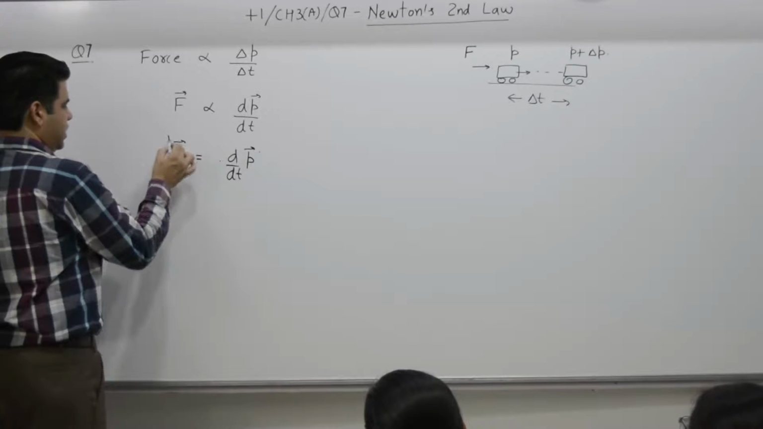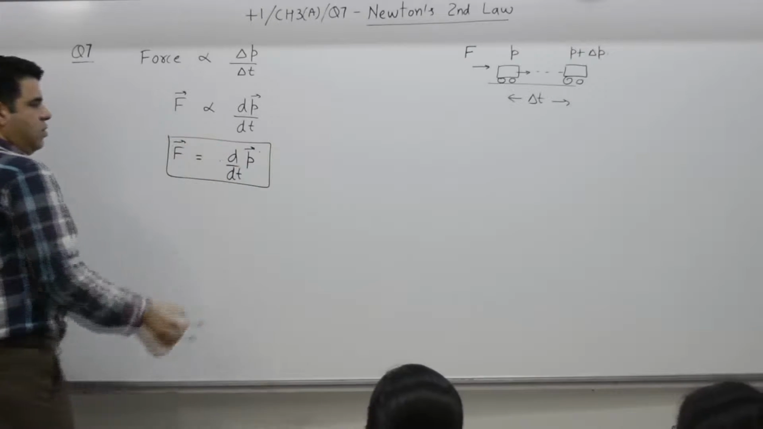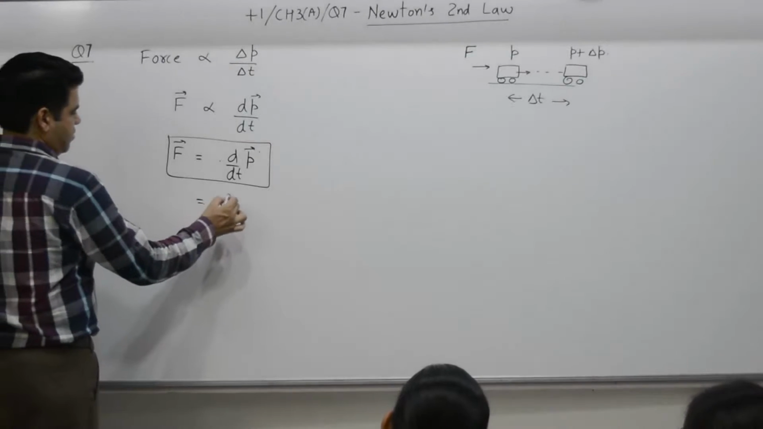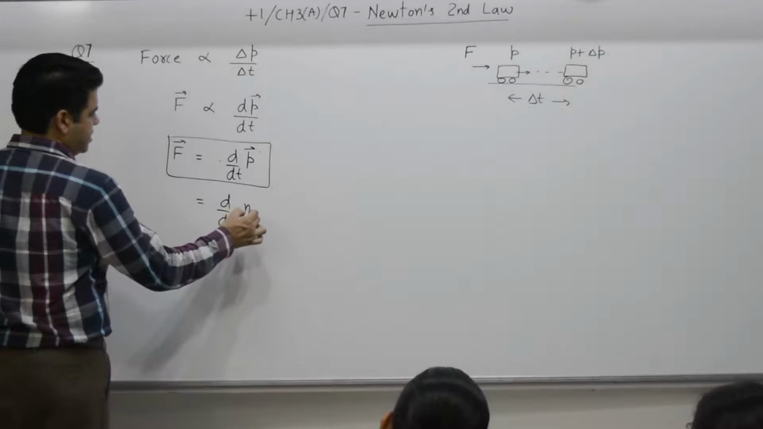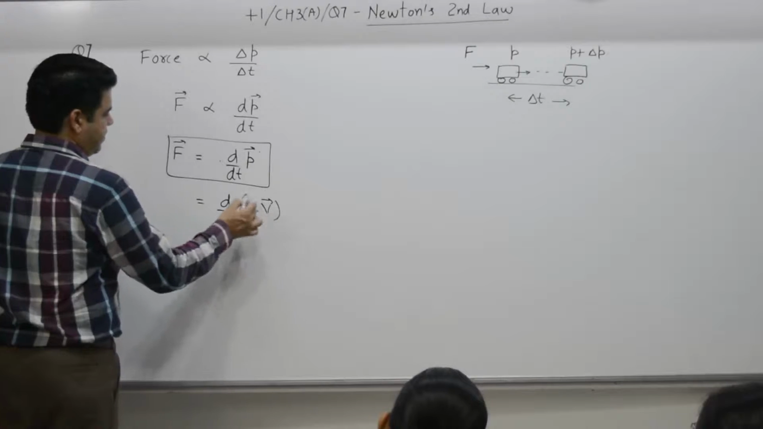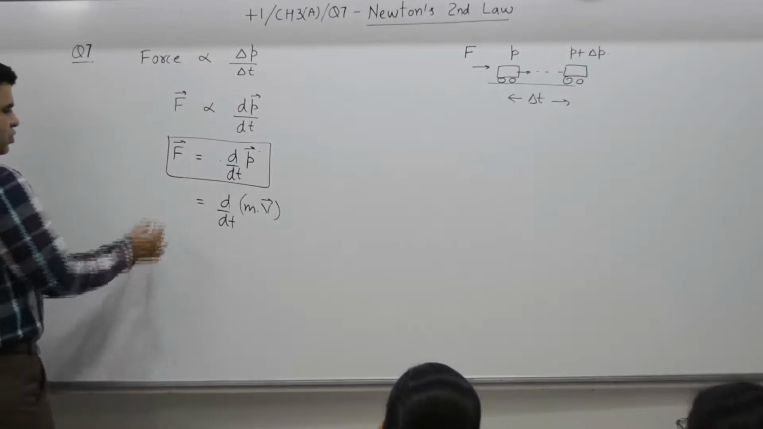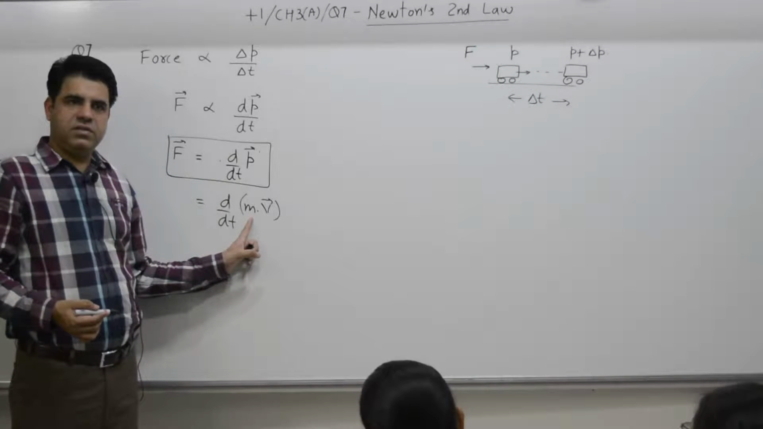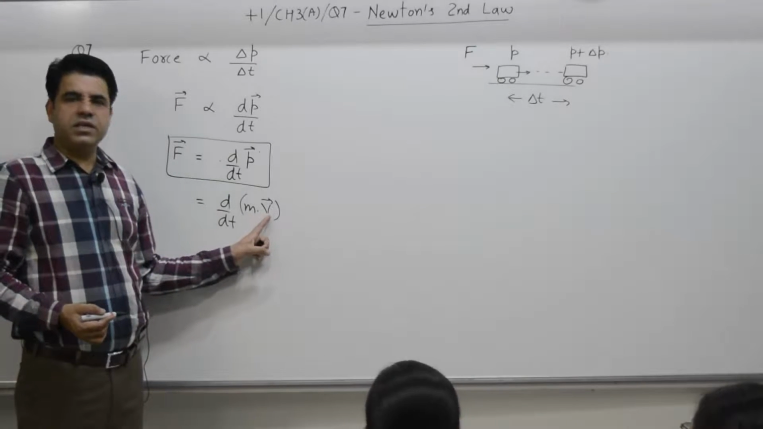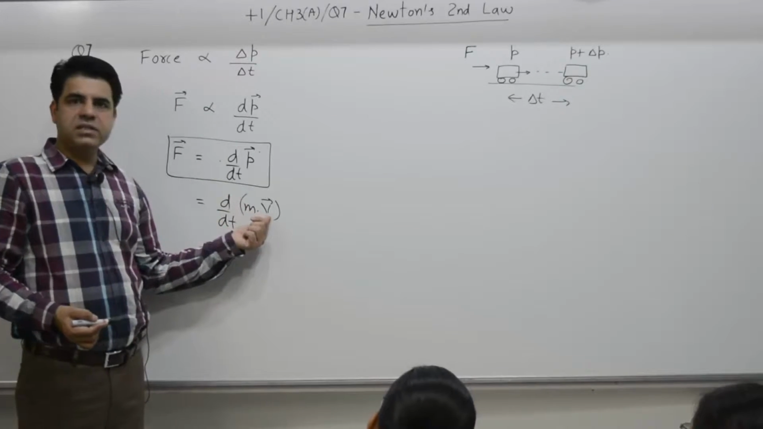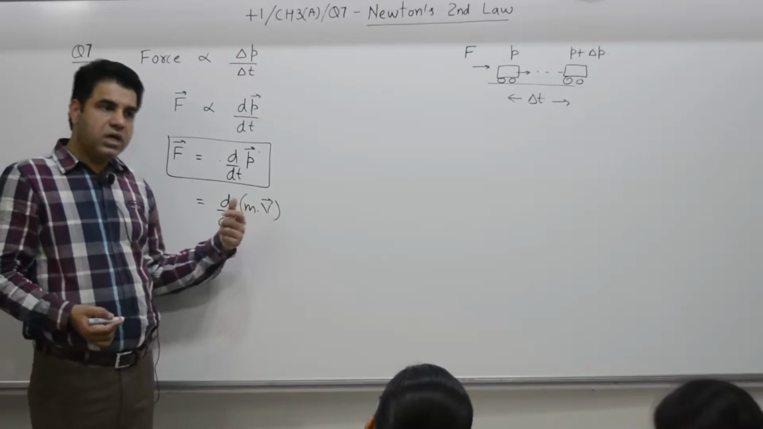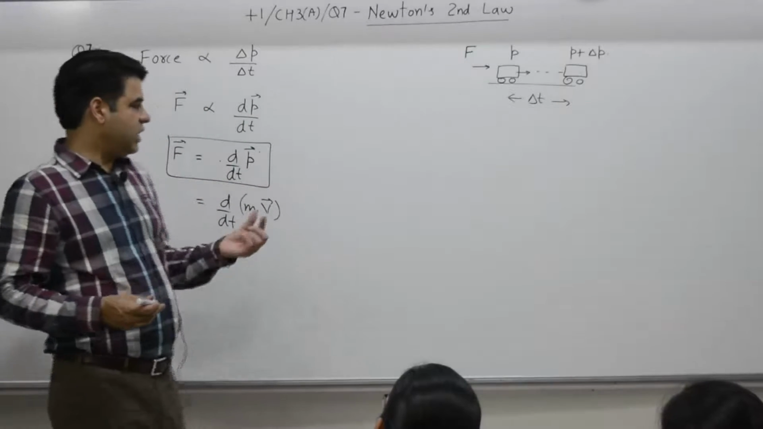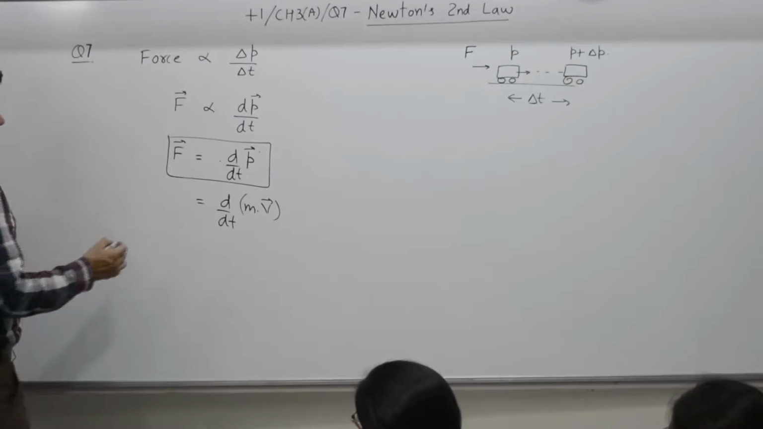Momentum is what? Momentum is equal to mass into velocity. So it is quite possible that only mass varies and velocity remains constant. Second possibility, velocity varies and mass remains constant. Third possibility, both mass and velocity vary. Whatever it be, we can have two cases.